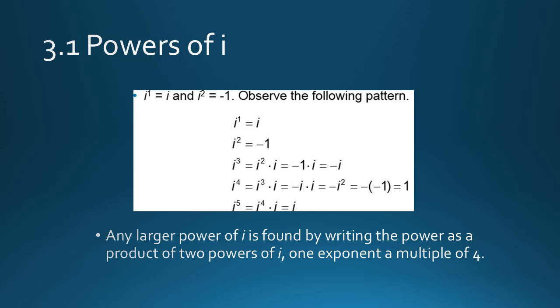Any large power of i can be found quickly by writing the power as a product of 2 powers of i, where one exponent would be a multiple of 4. So you're going to split the exponent up into two parts, and one of them is going to be a multiple of 4.